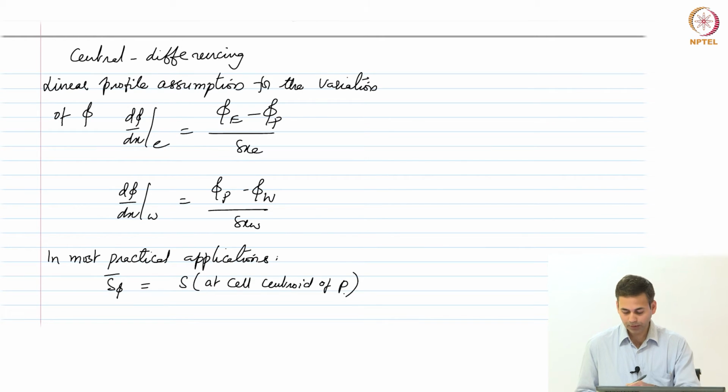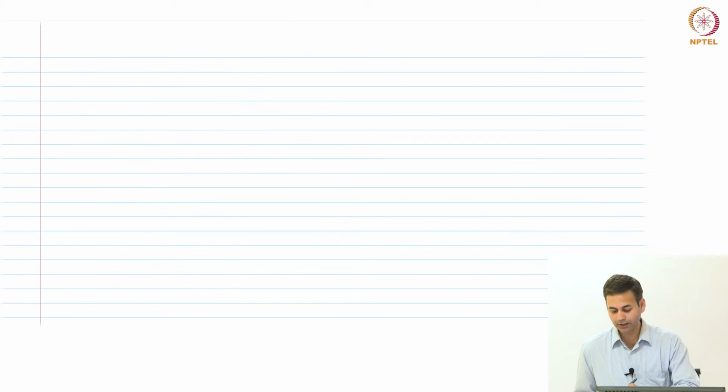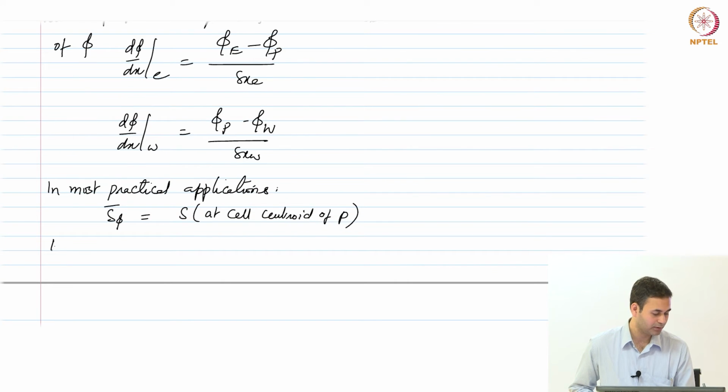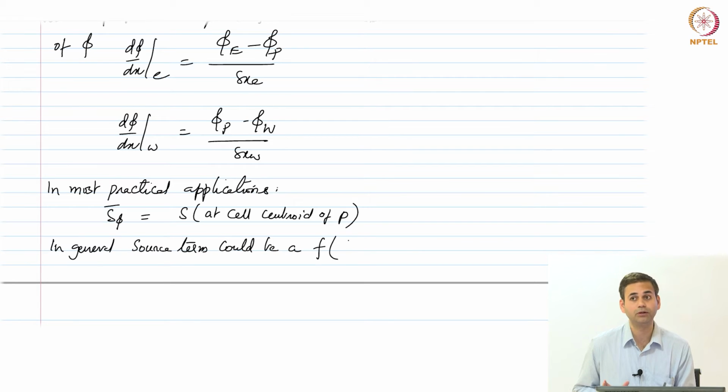Now, in general, this source term could be a function of the dependent variable, that means it could be a function of phi itself. The S phi that we have could be constant, or it could be a function of phi, or it could be a nonlinear function of phi as well.